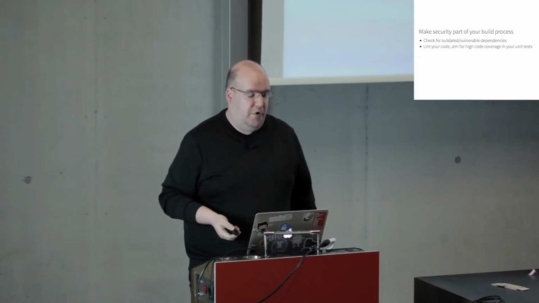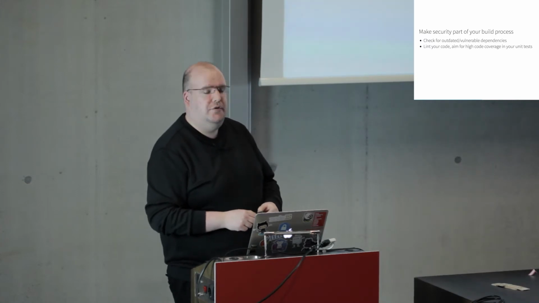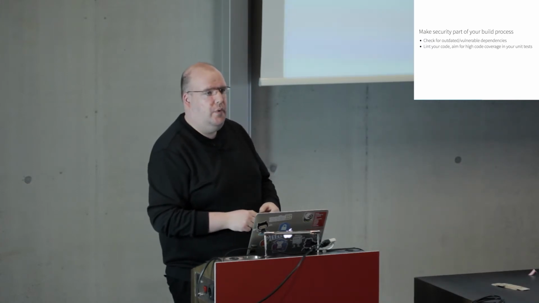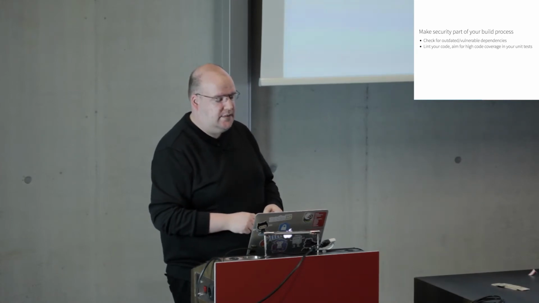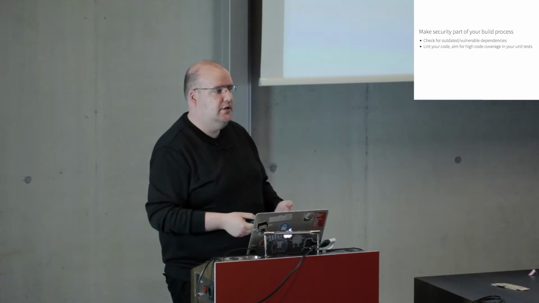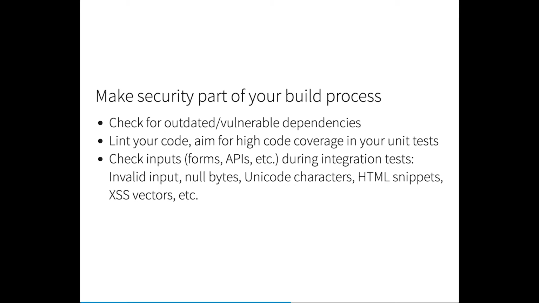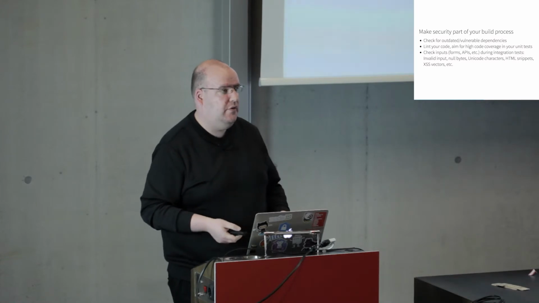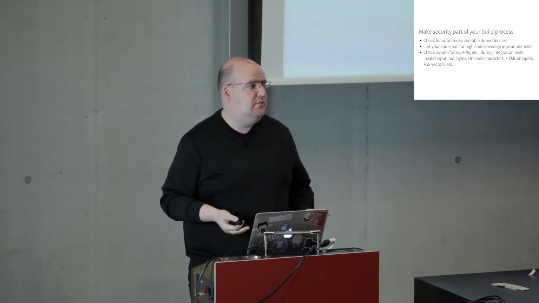Of course, most of you are already linting your code and hopefully write unit tests as well. So you should always aim to have a high code coverage for your tests to make sure that every part of your application is completely tested. And you can also check all your inputs, forms, and APIs during your integration tests. Feed them with invalid input, with null bytes, with Unicode characters. What happens when you use HTML snippets or possible cross-site scripting vectors?